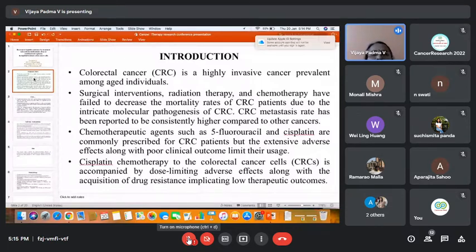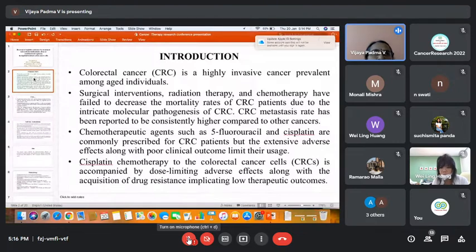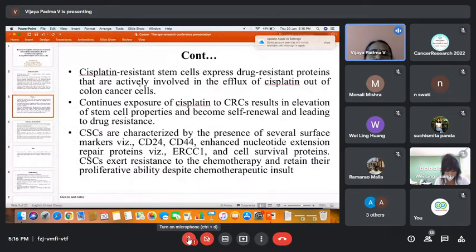Cisplatin-resistant stem cells generally arise due to continuous exposure to cisplatin treatment, because of the overexpression of drug transport proteins, which we generally call multidrug resistant proteins, associated with the cancer cell membranes, which efflux the drug and won't allow the cisplatin to get accumulated in the cell.